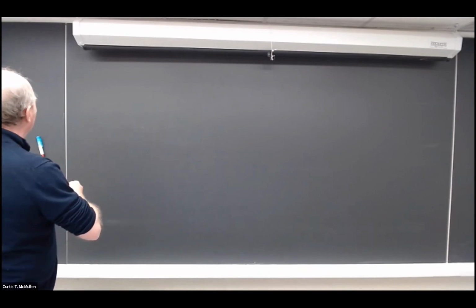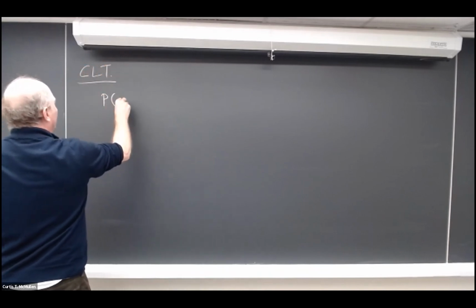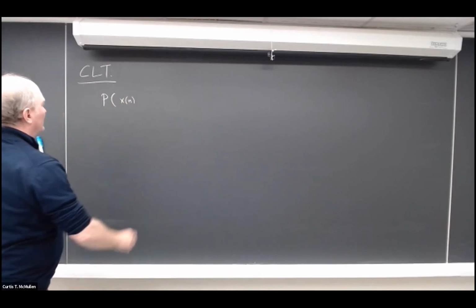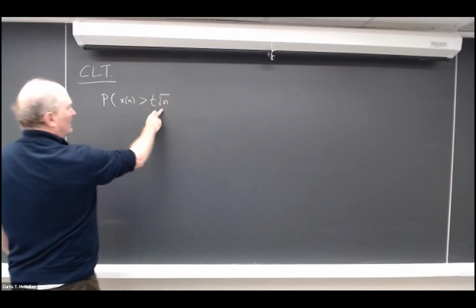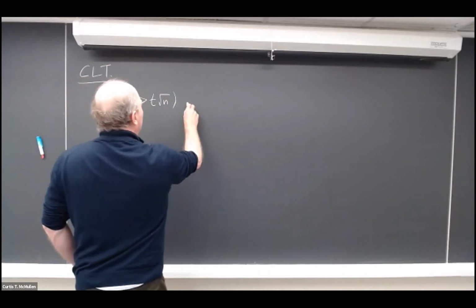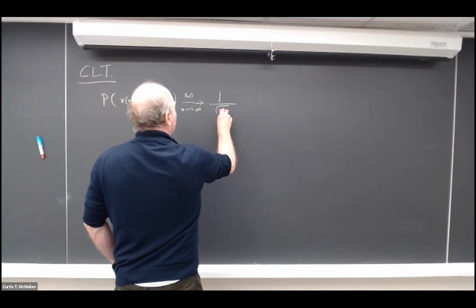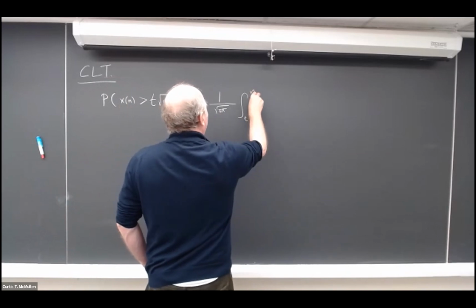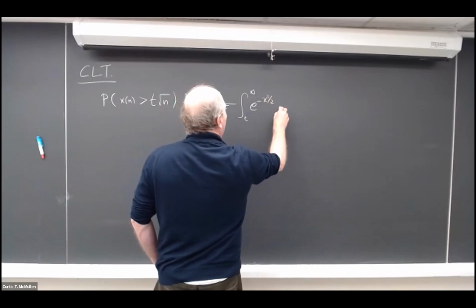So the central limit theorem says that the probability that our standard random walk by its nth step has moved a distance greater than t times square root of n, square root of n being its expected distance from the origin, is asymptotic as n goes to infinity to a normalizing factor, 1 over the square root of 2 pi, times the integral from t to infinity of e to the minus x squared over 2 dx.